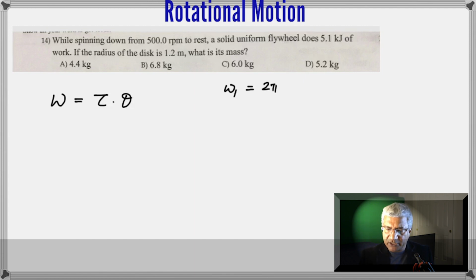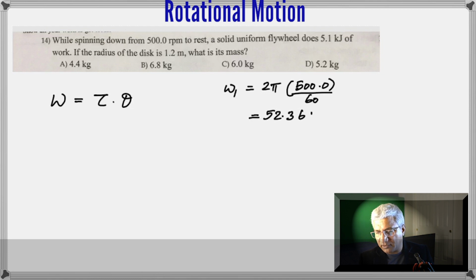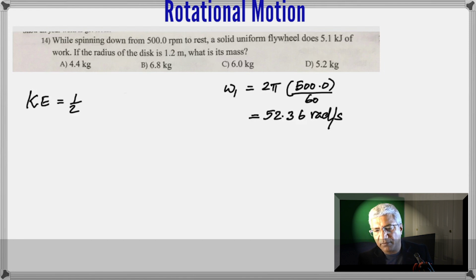Omega 1 is 2 pi times frequency, which is 500 by 60 RPS. So that gives us omega 1 in radians per second. Omega 2 is, of course, 0 because it stopped. And the kinetic energy is given.